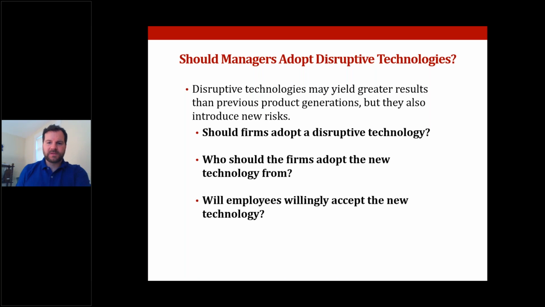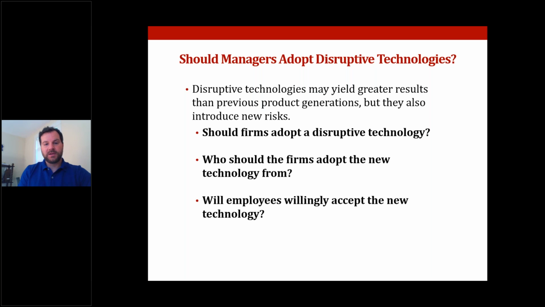So I'm going to focus this mainly on my research, which looks at disruptive technologies in a B2B space, and the questions that come along with this. Should managers adopt a disruptive technology? Well, they may yield greater results in the long run, but they also do introduce new risks. So should a firm adopt a disruptive technology, even though that can be difficult to predict, which will take off?